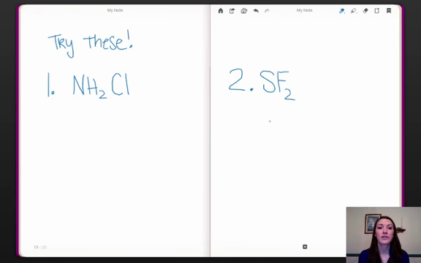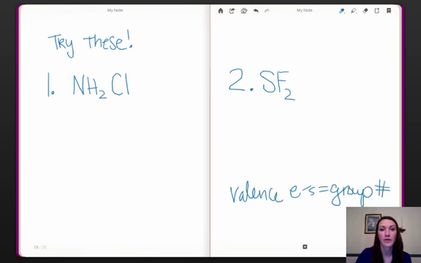Alright, so what I would like you to do is take a few minutes and try 2 of these. I'm going to help you out by telling you nitrogen is 5 valence electrons, hydrogen's 1, Cl is 7. Okay, remember your group, your valence electrons are your group number. Okay, and you can try the second one totally on your own. So valence electrons equals group number. All right, good luck.